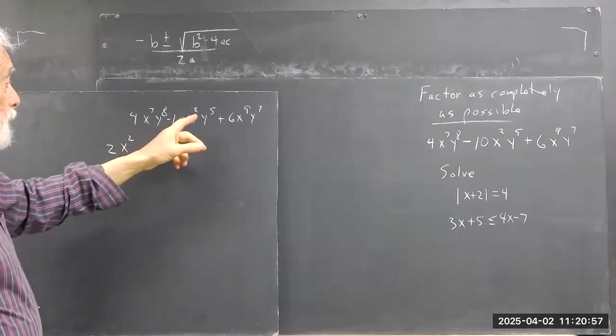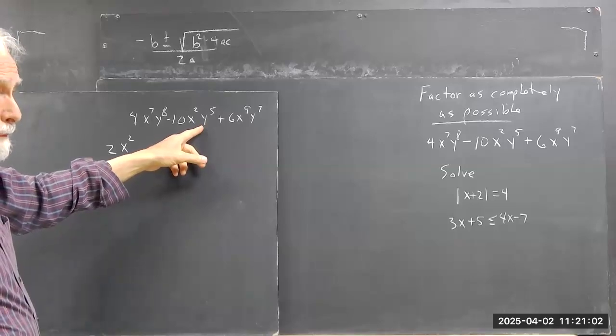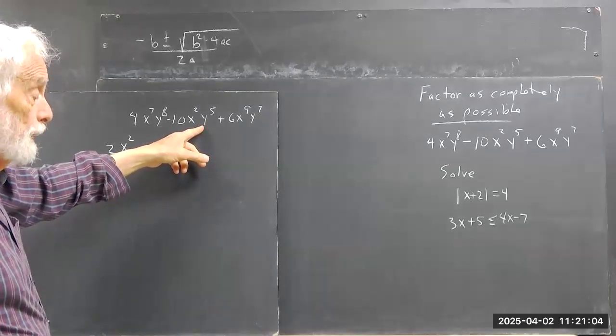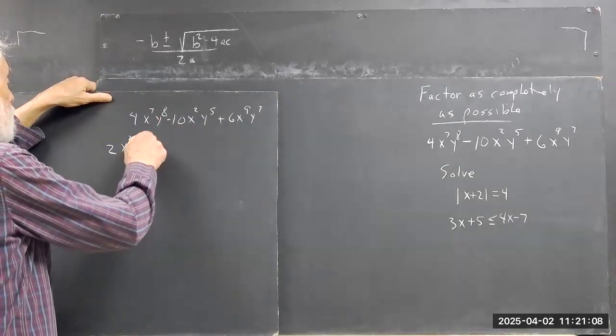Then let's say we've got y to the eighth, y to the fifth, and y to the seventh. The least exponent is 5. The y to the fifth is the lowest power of y.